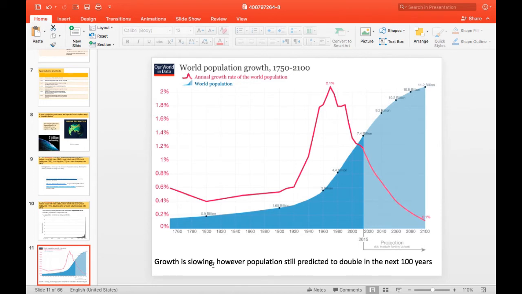Growth is slowing. However, population is still predicted to double in the next 100 years. What does that mean? That growth is slowing. Remember that now young people don't want to have more than one kid, or maybe they don't want to have more kids.